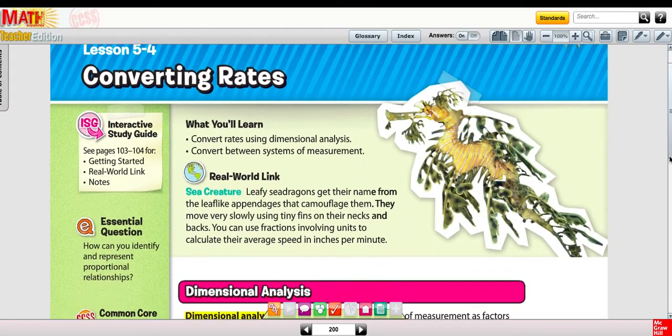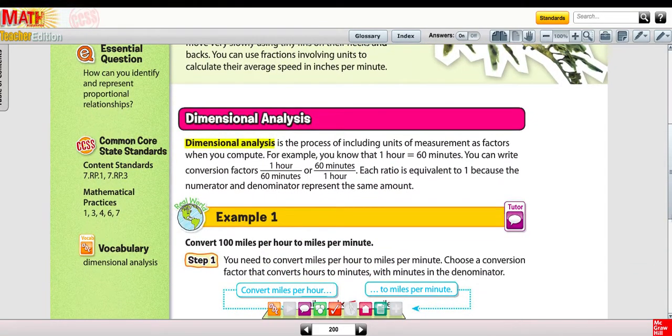In the middle of page 200, you have the definition of dimensional analysis, and it's a process of including units of measurement as factors when you compute. So for example, you know that 1 hour is 60 minutes, and you can write that factor as 1 hour over 60 minutes or 60 minutes over an hour. And in just a second, you'll find out when it is appropriate to use either one of those because they are a big difference when you're trying to cancel out units. So each of those ratios is equivalent to 1 because the numerator and the denominator represent the same amount.